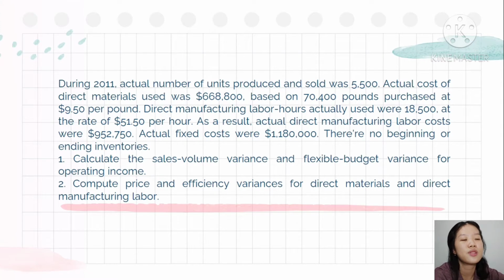During 2011, the actual number of units produced and sold was 5,500. The actual cost of direct materials used was $668,800, based on 70,400 pounds purchased at $9.50 per pound.